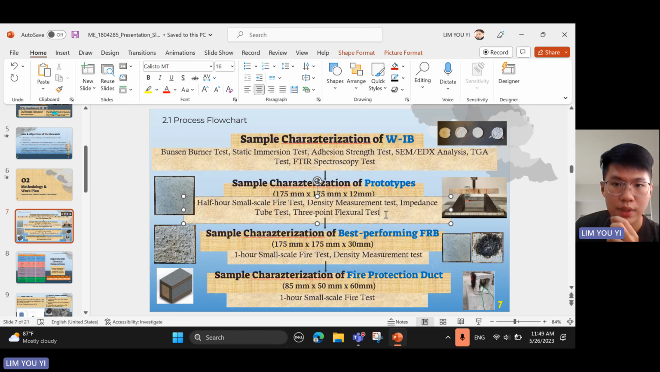Among all the prototypes, the one with the leading performance, especially in the half-hour small-scale fire test, will be chosen to compare its fire resistivity with the commercial fireboards by conducting a 1-hour small-scale fire test. Lastly, the best performing fire retardant board will be chosen to assemble the fire protection duct and carry out a 1-hour small-scale fire test in order to determine the ability of the fire protection duct in protecting the electrical cables during the fire test.